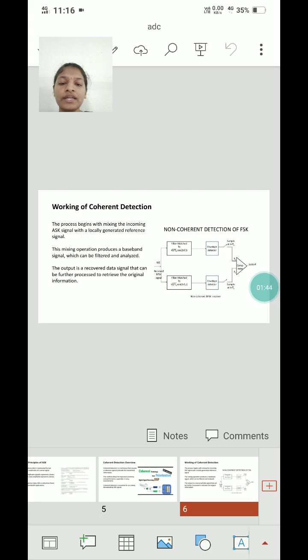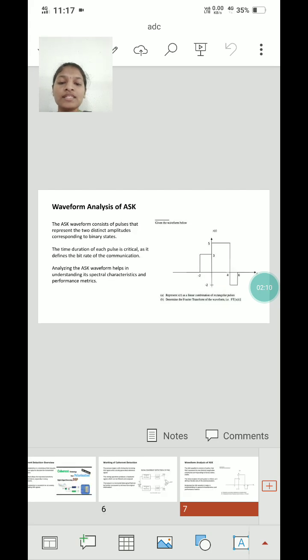Working of coherent detection. The process begins with mixing the incoming amplitude shift keying signal with a locally generated reference signal. This mixing operation produces a baseband signal which can be filtered and analyzed. The output is a recovered data signal that can be further processed to retrieve the original information.